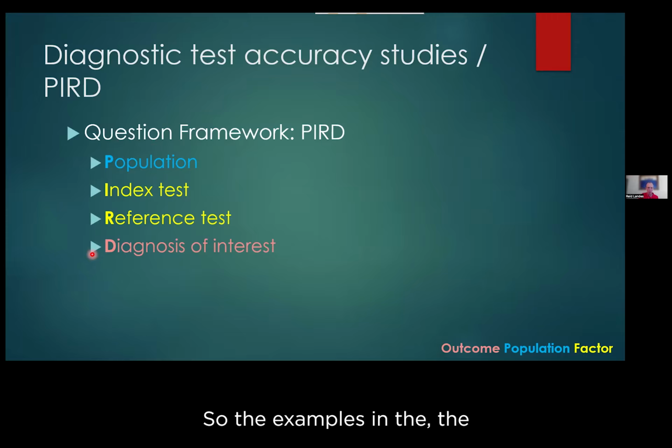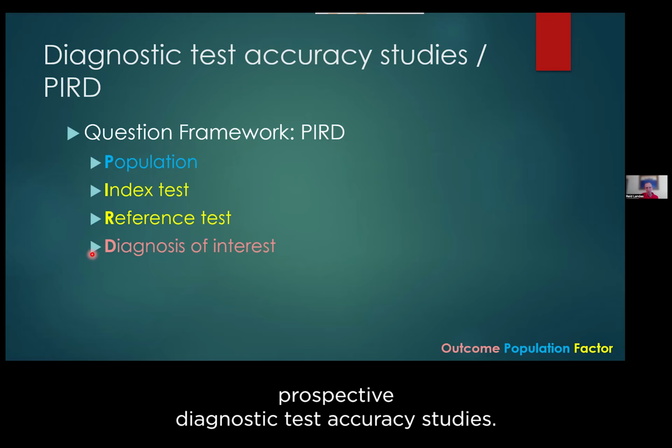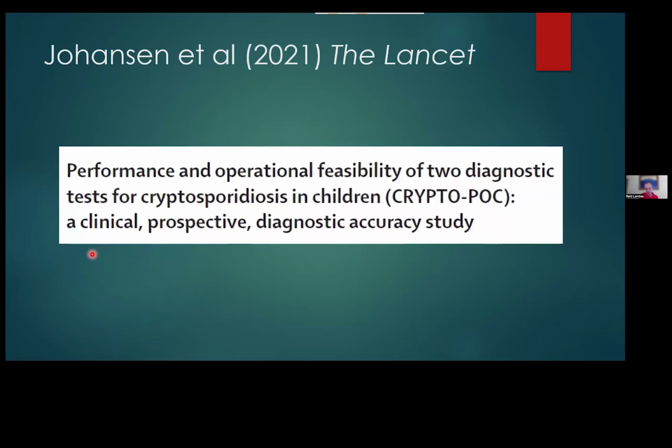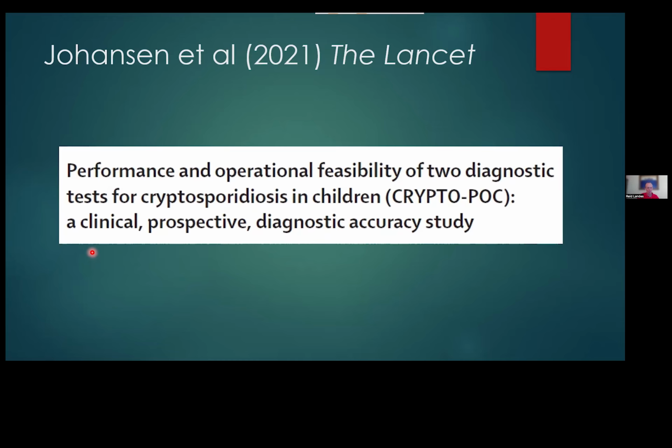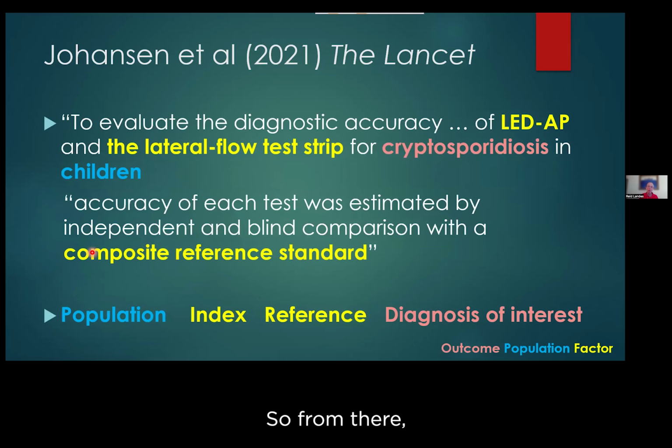All right, so the examples that I saw in the paper were dealing with meta-analyses. However, people do prospective diagnostic test accuracy studies. So here's one also from the Lancet. This is Johansson et al. in 2021. It's performance and operational feasibility of 2 diagnostic tests for cryptosporidiosis in children, CryptoPOC, a clinical prospective diagnostic accuracy study.